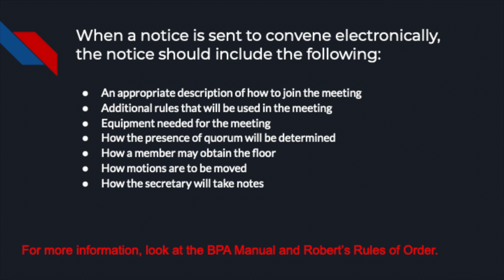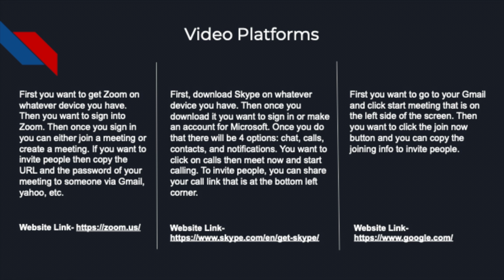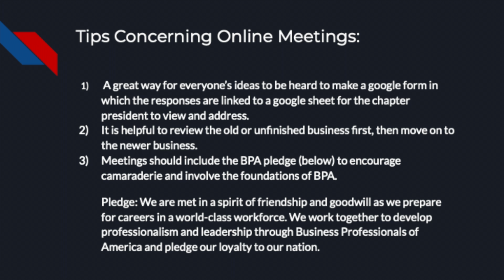As with in-person meetings, a notice also needs to be sent for audio and video conferences. This notice should include how to join the meeting, additional rules that will be used in the meeting, necessary equipment, how quorum will be determined, how to obtain the floor, how to make a motion, and how the secretary will take notes. As you can see here, there are 3 different video platforms to choose from. Below each of the platforms, I have put steps on how to use them. Below each of the steps are website links that bring you to the page to download whichever platform you choose for your meetings.